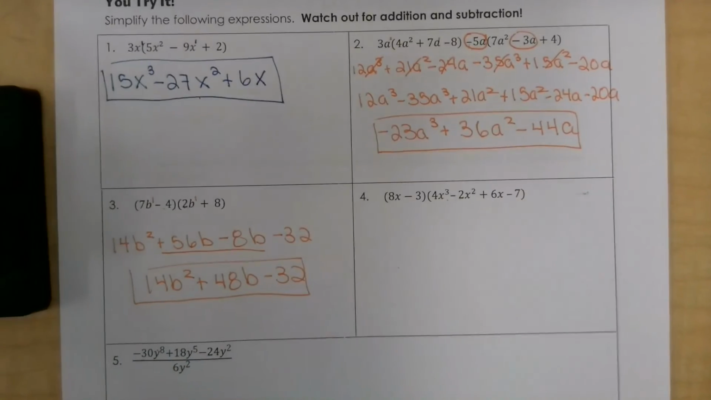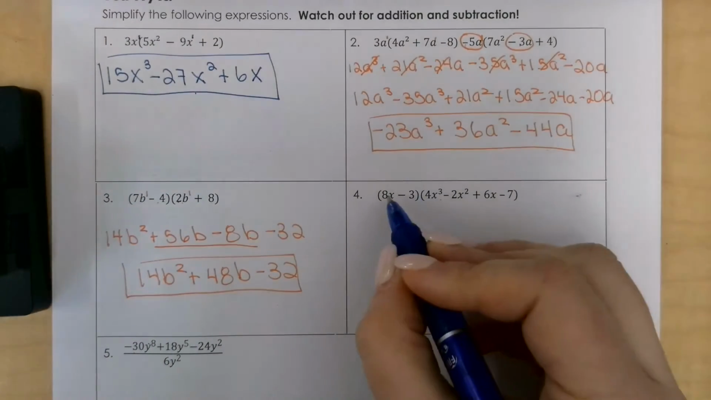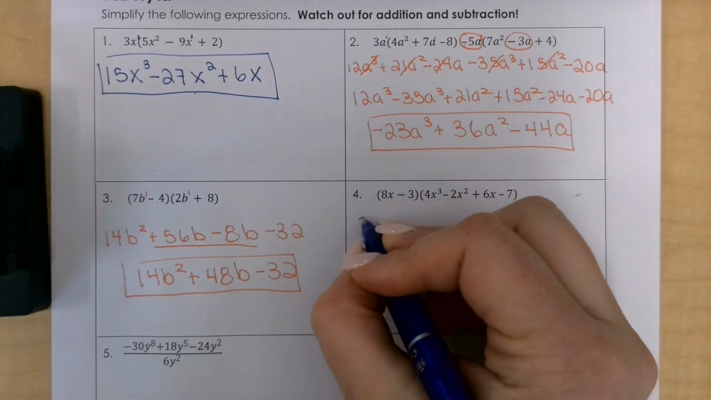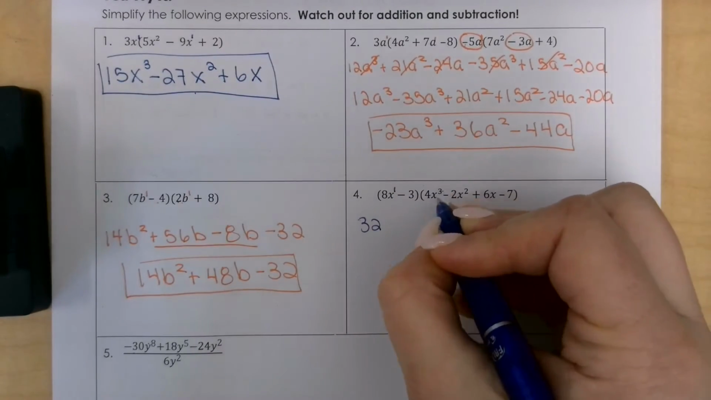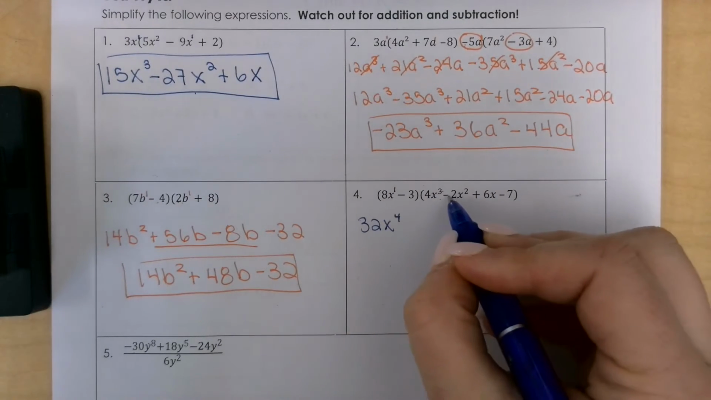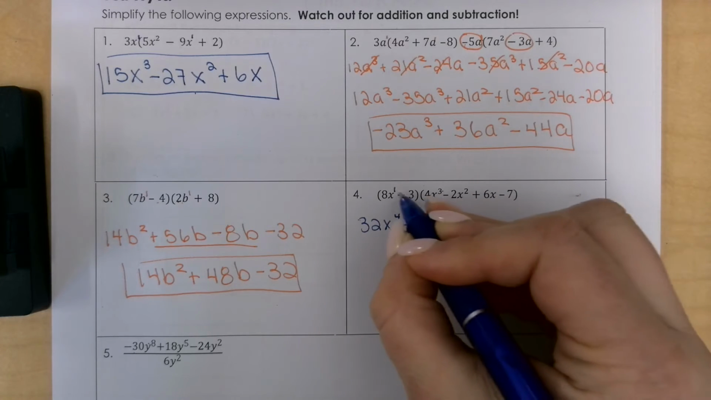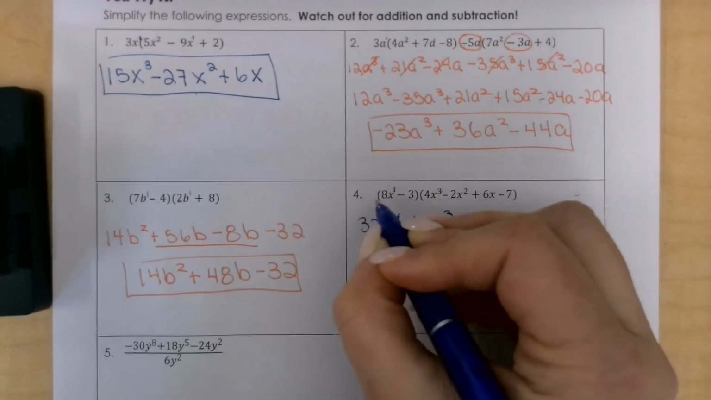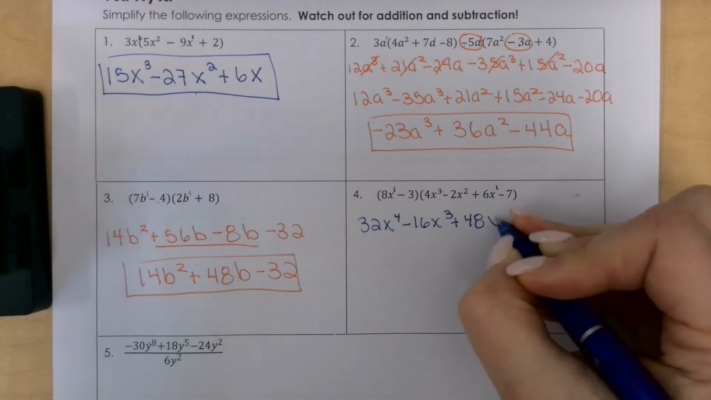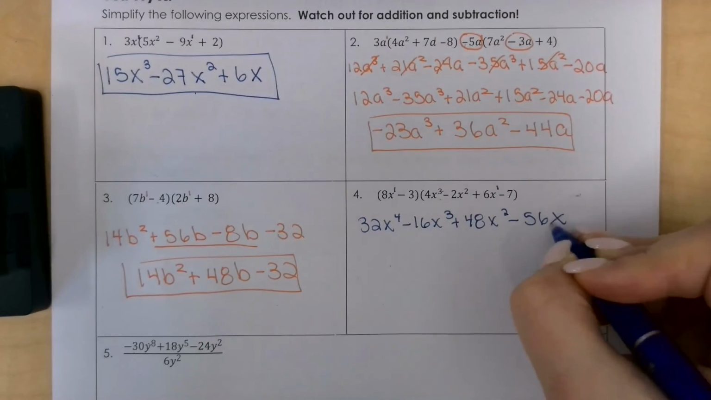And here we go with a binomial times a trinomial. I'm going to use the distributing method. 8x times 4x cubed. 8 times 4 is 32. X to the first, x cubed, 1 plus 3 is x to the 4th. 8 times negative 2 is minus 16. First, second, that's 1 plus 2, x cubed. 8 times 6 is plus 48. I've got a 1 plus 1, x squared. And 8 times negative 7 is minus 56x.